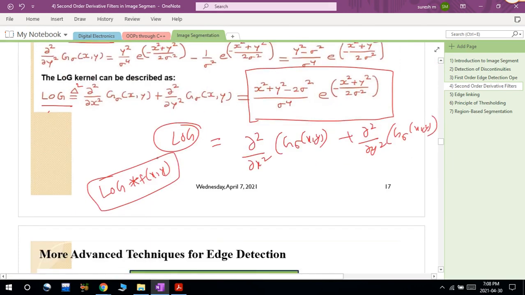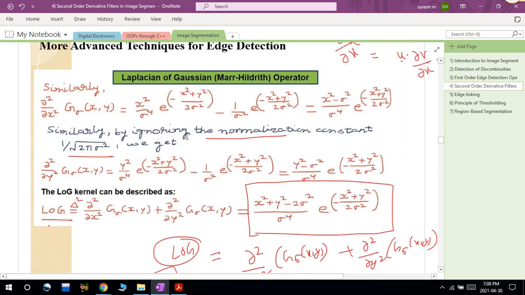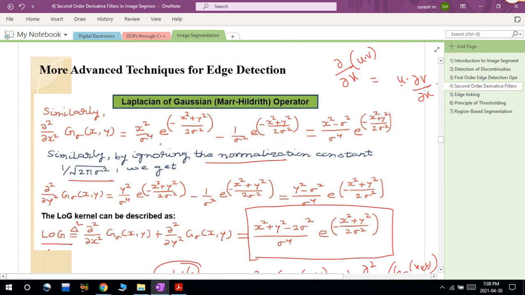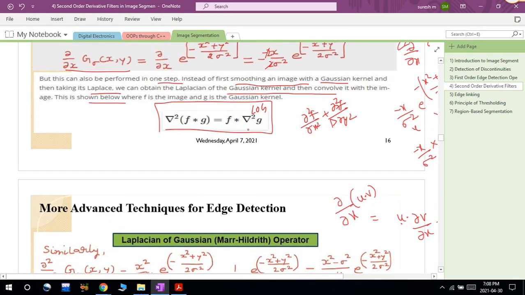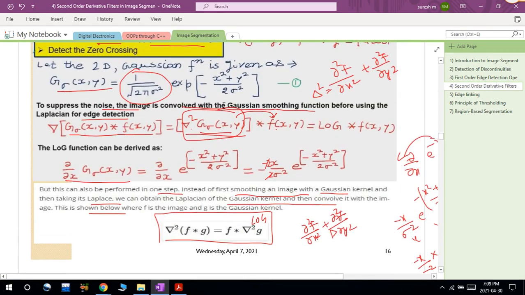In this class I have explained how to do this Laplacian: first I will do it on the Gaussian operator, later I will convolve with the original image. For that, first I will find the Gaussian, the function for this Gaussian with respect to sigma. This is the formula for the Gaussian function, that is 1 by square root of 2π sigma square, exponential of minus (x square plus y square) by 2 sigma square.